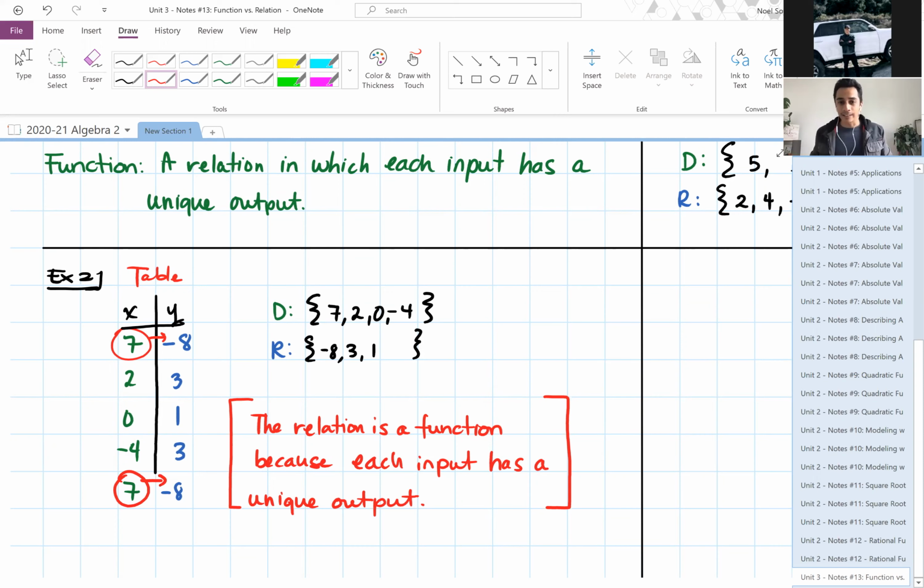Exactly, right? If it shows up twice, it's like a different person just getting the same soda, right? But the machine worked. You hit the 7, you got negative 8. Somebody else comes, they hit 7, they get negative 8. That machine is working, therefore it is a function. But if someone came and hit 7 and they got like 12, well then that's no good, right? Like the machine is not consistent.